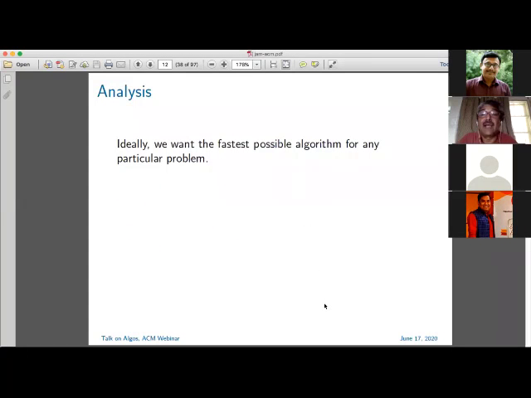So ideally, we want the fastest possible algorithm for any particular problem. Fastest, I would say, means using your resources most efficiently.